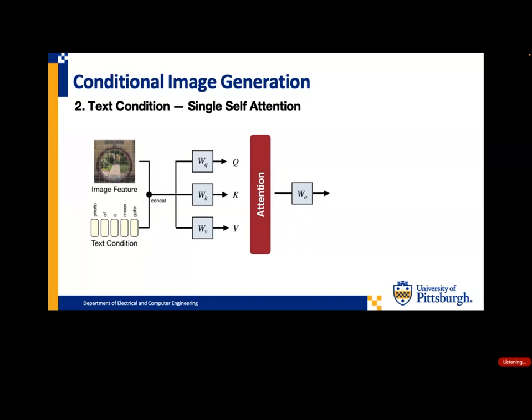Another way of doing this is single self-attention. You simply concatenate the text tokens with the image tokens, and then do QKV self-attention to generate the feature. So these are just different ways of fusing the information from the text tokens to the image tokens. This is very similar to what we learned before for all those transformers.